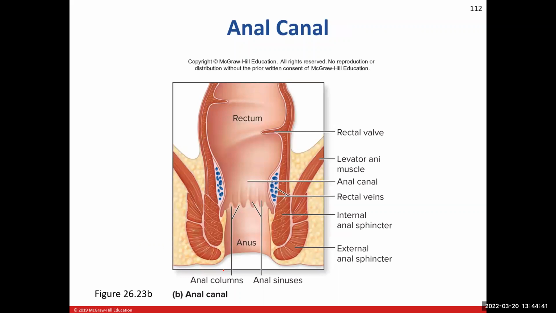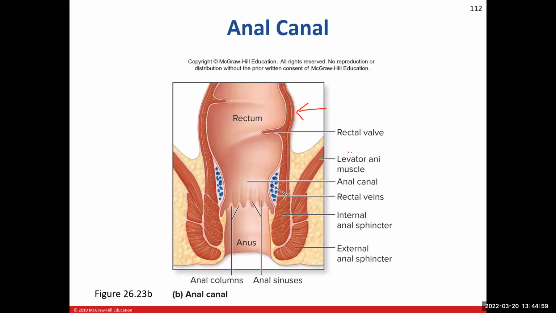So here you can see the rectum and then the anal canal here, and finally the anus, and look at the rectum. It's loaded with muscle tissue. So that muscle tissue will contract and relax and cause the movement of the feces towards the anus there.